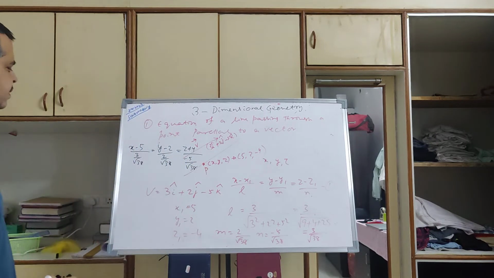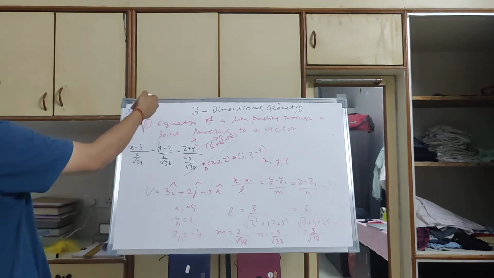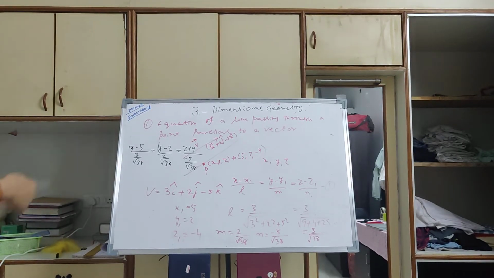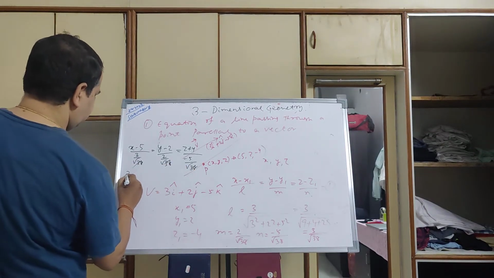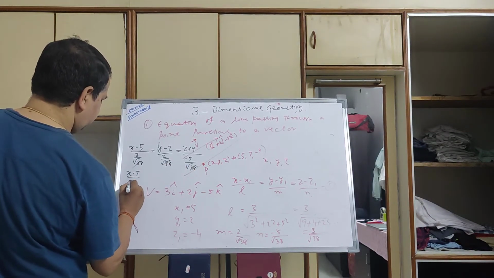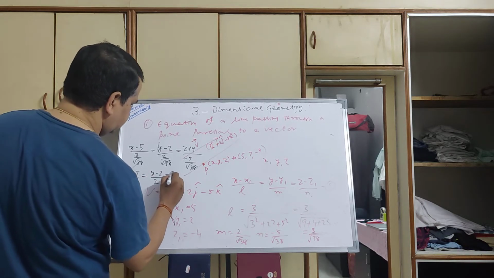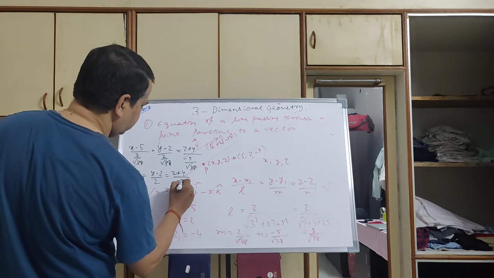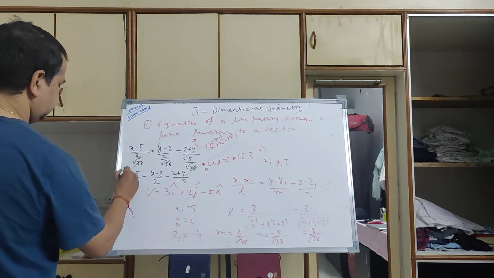So what is happening here? Because root 38 is common, it will go to the numerator and get cancelled out everywhere. So it will become x minus 5 divided by 3 is equal to y minus 2 by 2 is equal to z plus 4 by minus 5. So this is your equation.